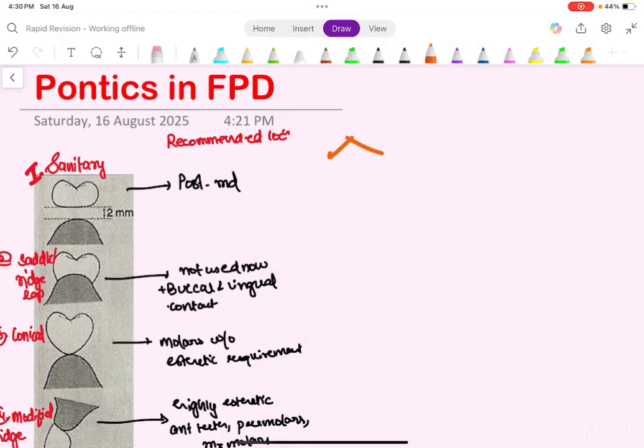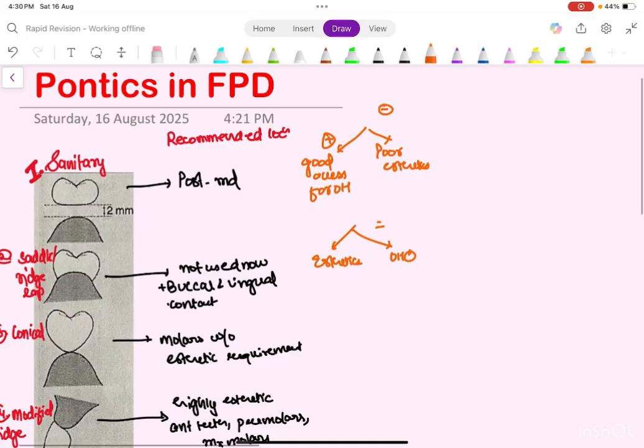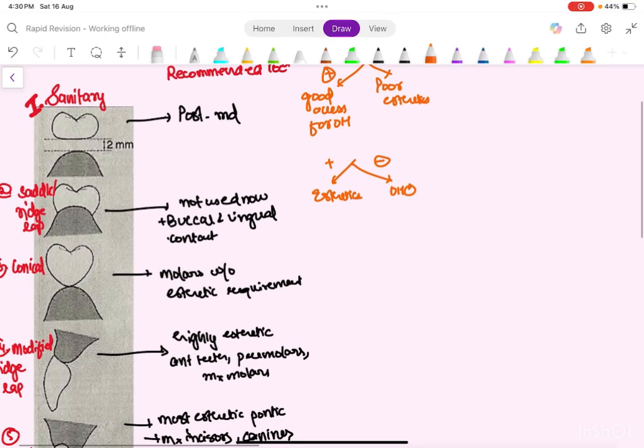So first of all, in this sanitary Pontic, there is no mucosal contact, so we have good access for oral hygiene, right? Good access for oral hygiene, but the aesthetics are poor. Okay, now over here in saddle the aesthetics are good, but the oral hygiene is hampered. Okay, then coming on to conical. Now in conical there is good oral hygiene but aesthetics are hampered.